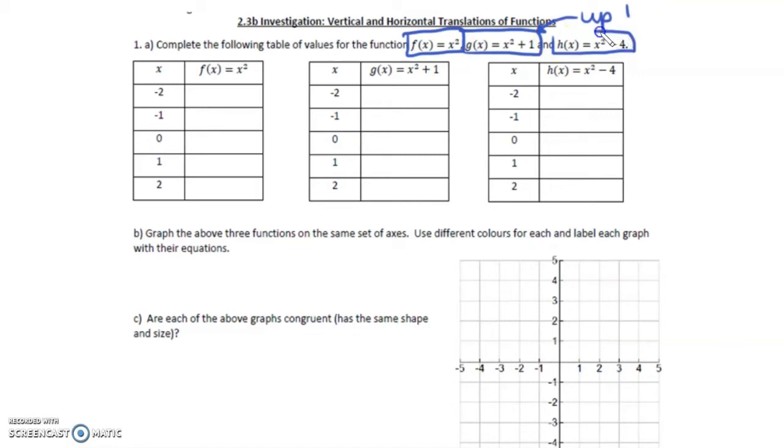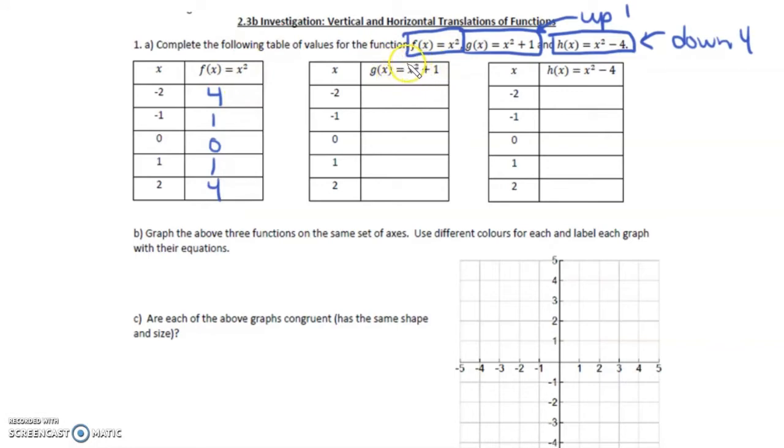And h at x equals x squared minus 4. So this is our parabola going down 4. Okay, so if we were to fill in the coordinates for the base function x squared, we would get 4, 1, 0, 1, 4. Okay, so those ones we basically have memorized from grade 10.